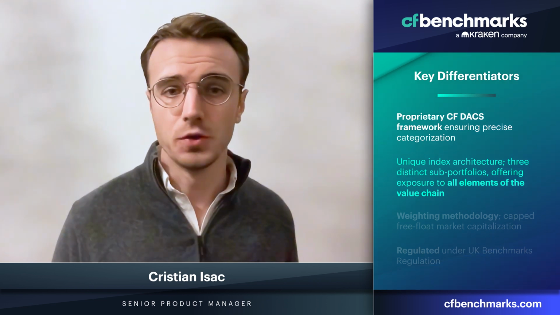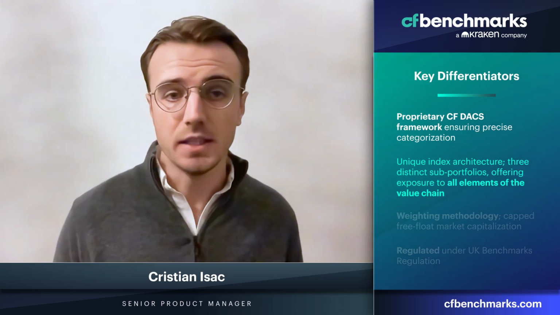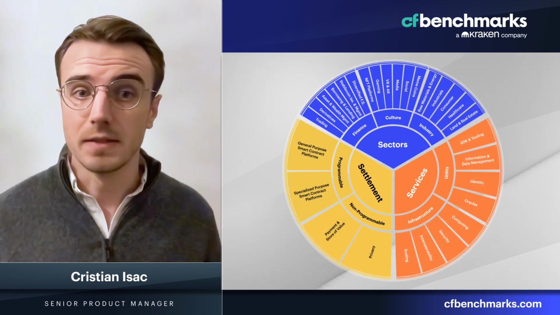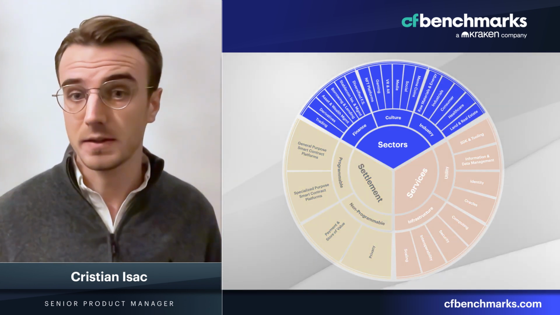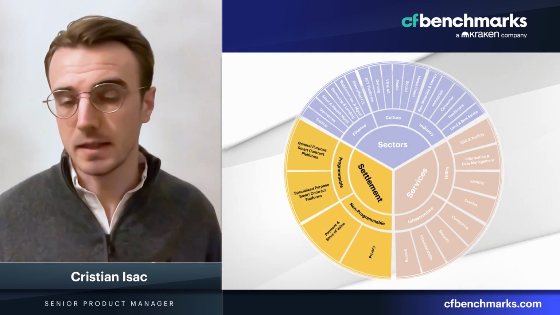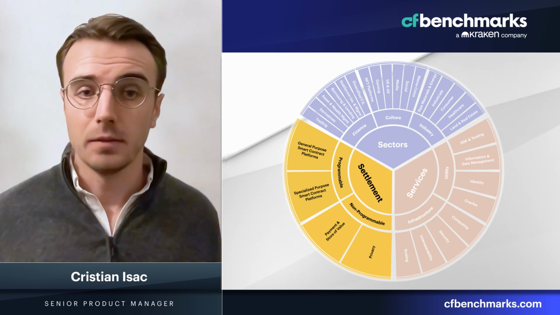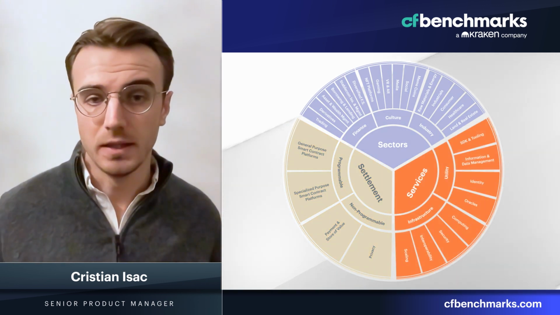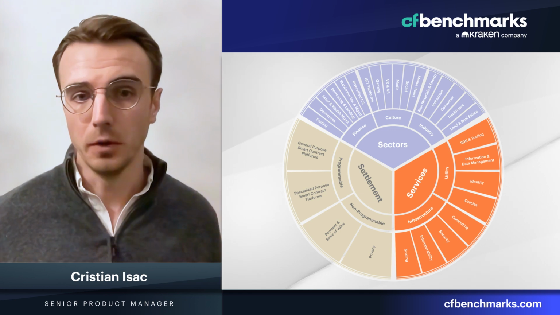The second one is the unique architecture of our indices, namely that of sector-based ones, which are comprised of 3 distinct sub-portfolios. And we designed it this way so that these sub-portfolios ensure consistent exposure to all key elements of the value chain that is needed to deliver sector-specific products. Namely, they focus on the sector itself, that is sector-based assets that we mentioned earlier, and this is the first and the core sub-portfolio. Then the settlement chains for these assets as the second sub-portfolio. And finally, the blockchain services utilized again by these sector-based assets as the third sub-portfolio.